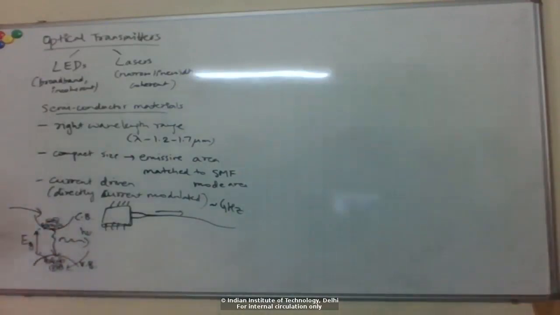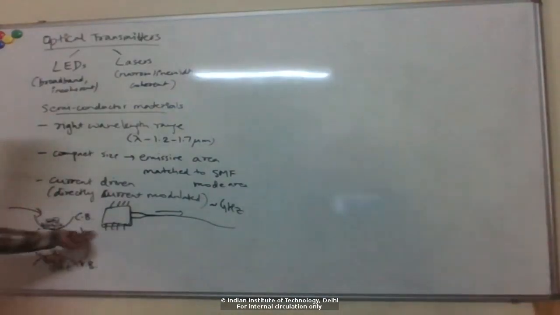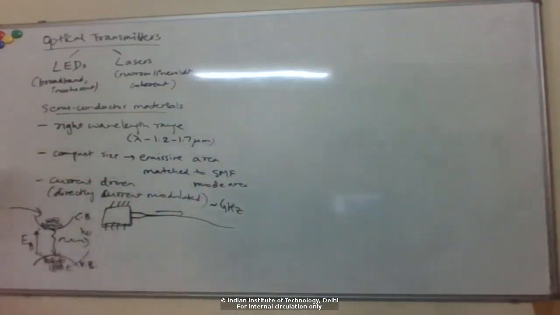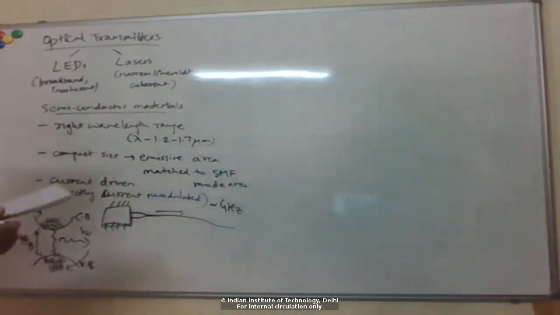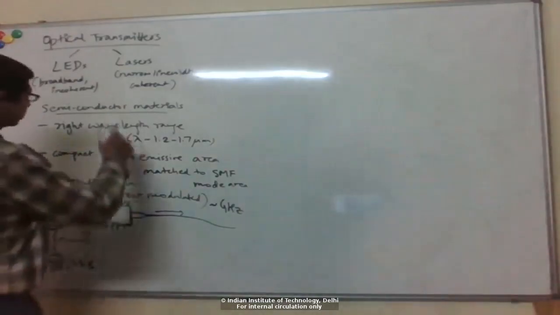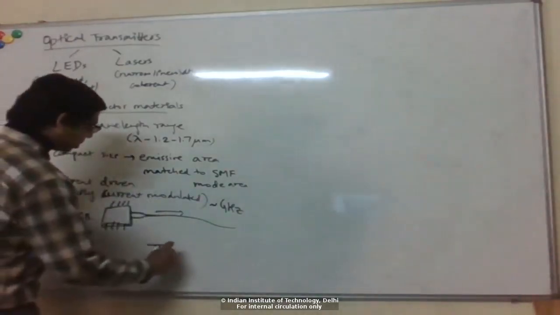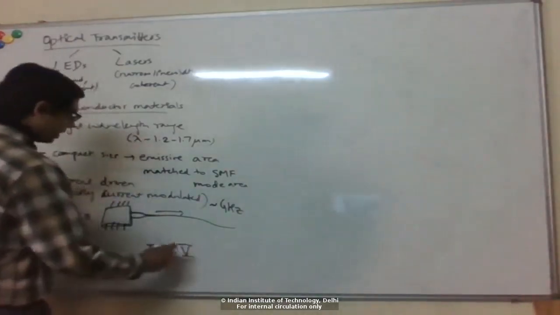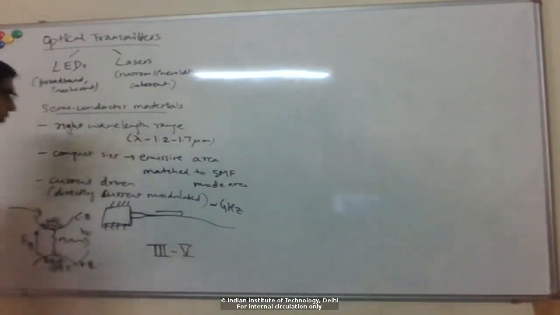Right. So you can see the energy of the photon will roughly be the band gap energy. So we can control the wavelength of emission by controlling the band gap. And we'll see that basically using these 3-5 semiconductors. The specific semiconductors which are used are combinations of materials from group 3 and 5.